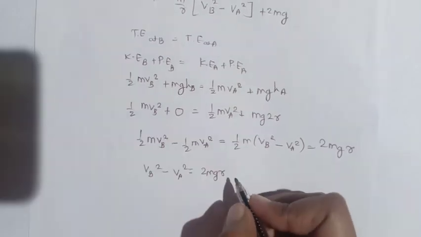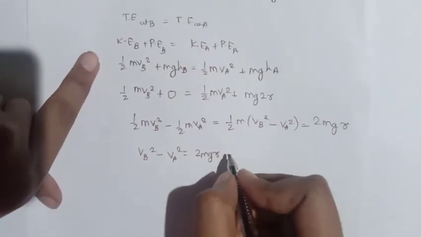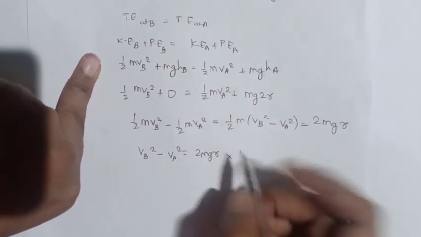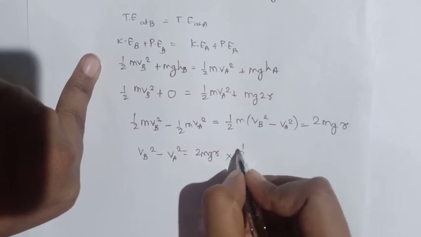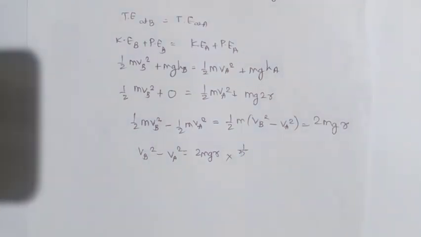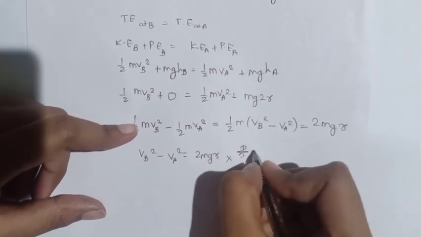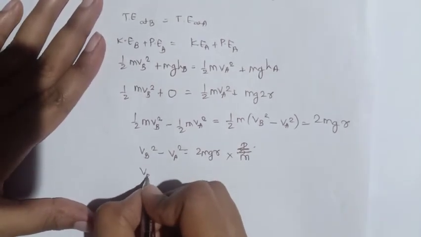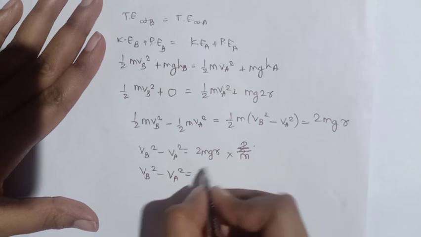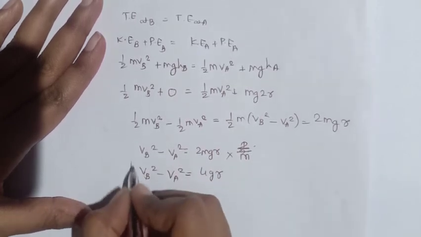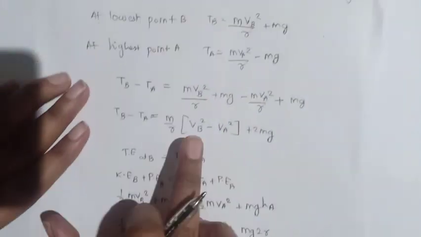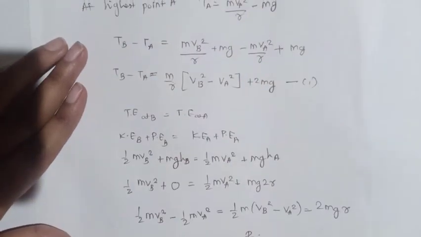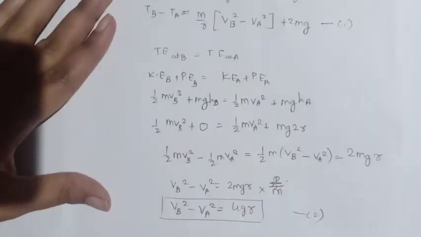Okay, so from this equation you will get Vb square minus Va square equals 2mgr into 2 by m, since this 2 will go to this side. So m and m will be cancelled, and this will become 4gr. So this you have to use in this. Make it equation 1 or 2 in this. So what will you get?